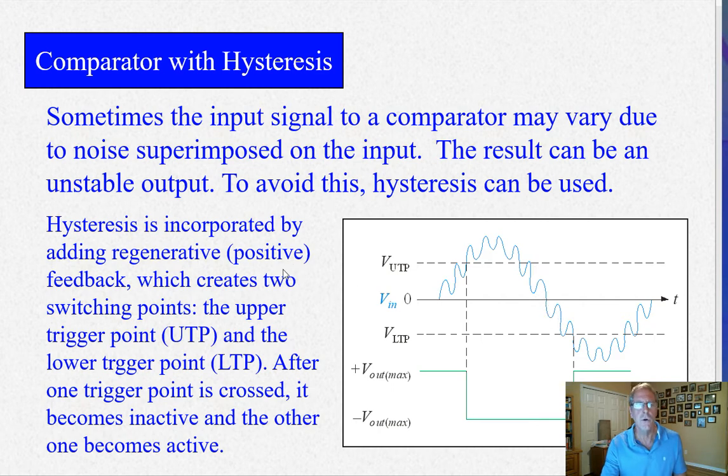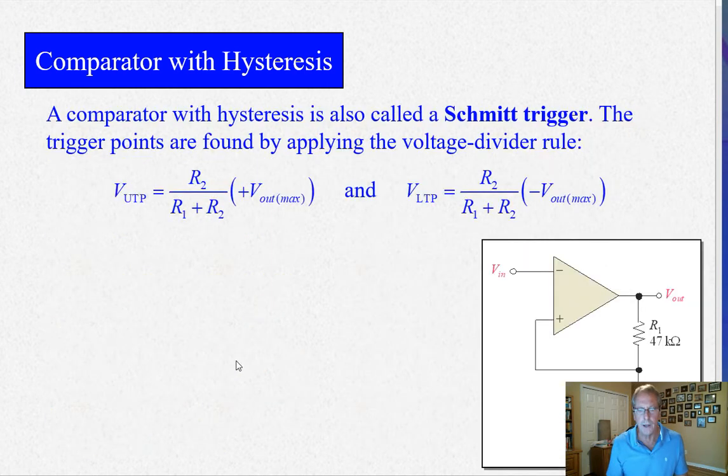So hysteresis is incorporated by adding regenerative positive feedback, which creates two switching points, the upper trip point, UTP, and the lower trip point, LTP. After one trigger point is crossed, it becomes inactive and the other one becomes active. So once you trip over the UTP, it's over with. Now you're going for the LTP. And we'll see, we do that with positive feedback.